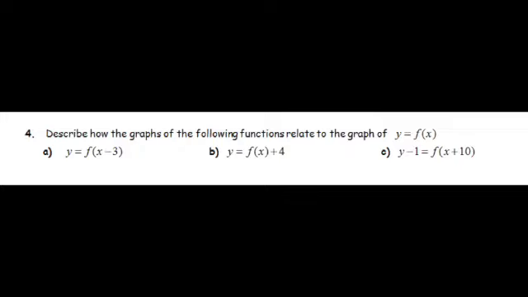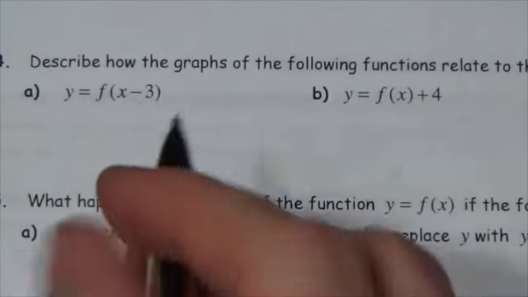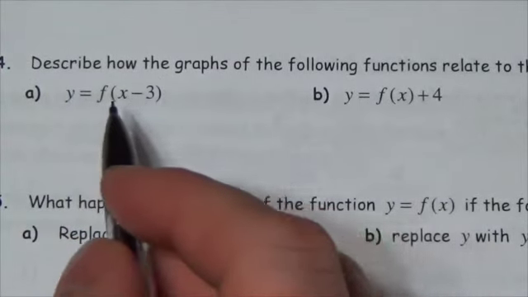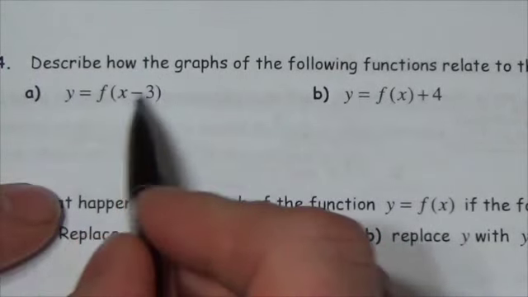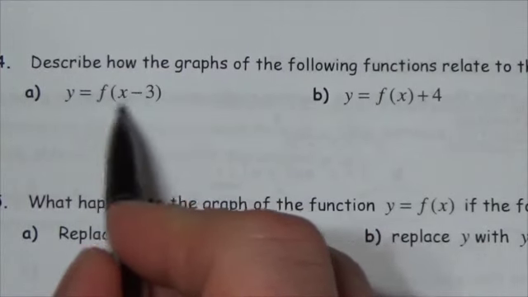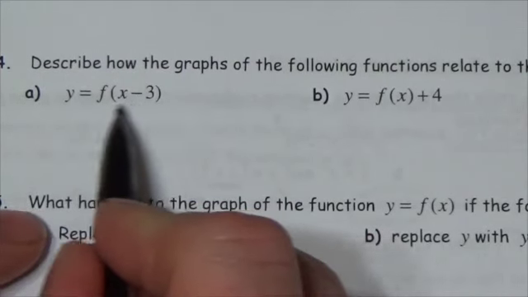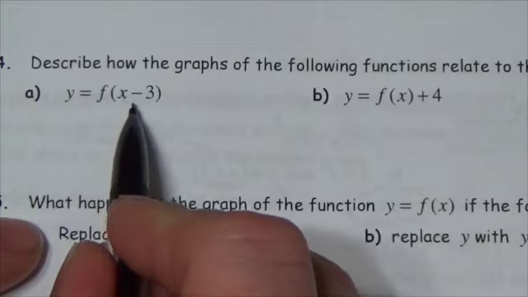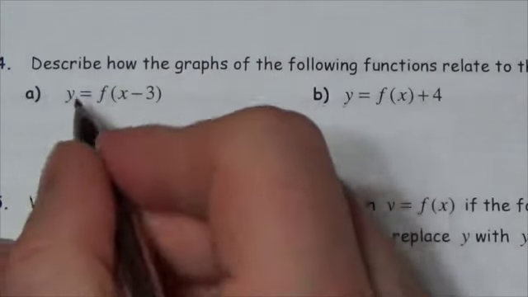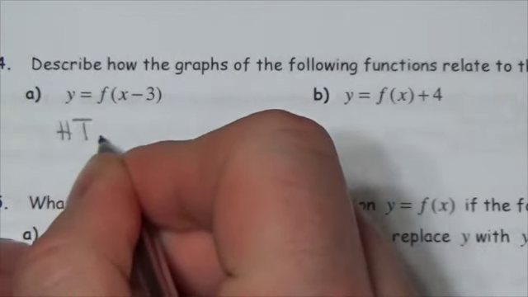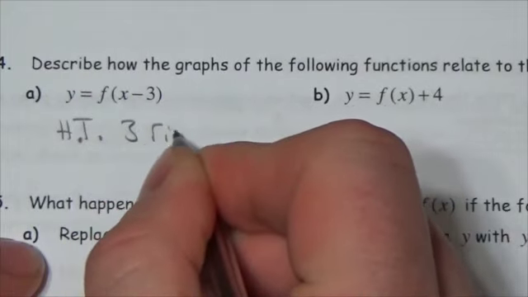Describe how the graphs of the following functions relate to the graph of y equals f of x. Okay, so this first one here, when we compare it to y equals f of x, the change is happening within the function. Okay, so this is horizontal. And again, think about what I would have to do here to get x by itself. I'd have to add 3. So this is a horizontal translation, 3 to the right.